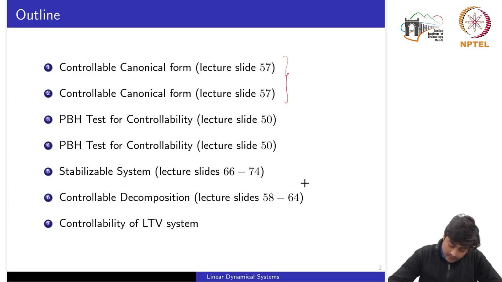The third way of computing the similarity transformation matrix we would see when we discuss the controllable decomposition. There are two problems on the PBH test, two different problems, which is basically the matrix or the rank test. The fifth problem deals with the stabilizable systems, that is, if my system is not controllable, then can we say something about the stabilizability of the system. The last problem deals with the controllability of the LTV systems.